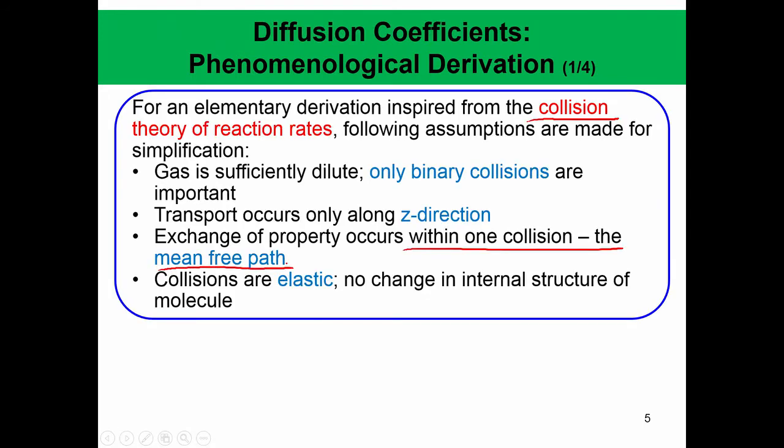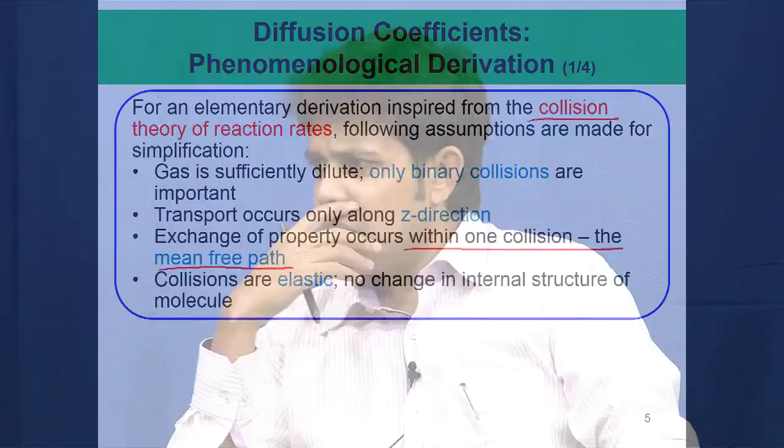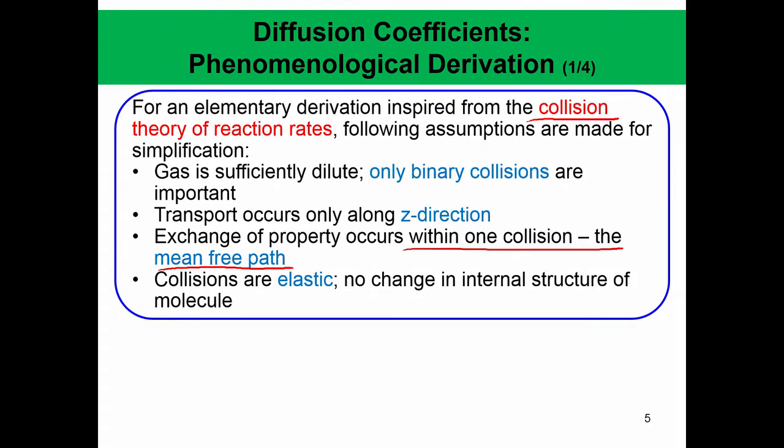This diffusion is essentially an exchange of property. If you have two regions separated by high concentration and low concentration, the molecules of high concentration basically travel, and after a certain time there will be uniform concentration. That is the basic essence of diffusion. To equilibrate this property we need collision of molecules, and we will assume that this exchange of property occurs within one collision, that is within one mean free path, and that collisions are elastic with no change in the internal structure of the molecule, all right.